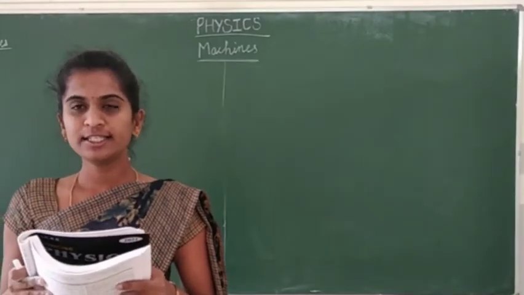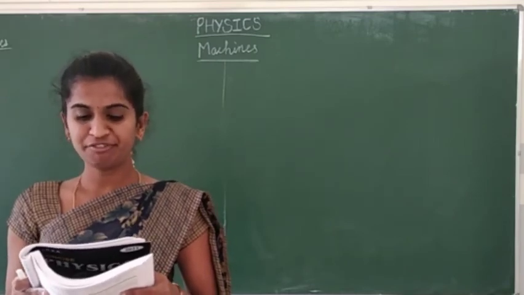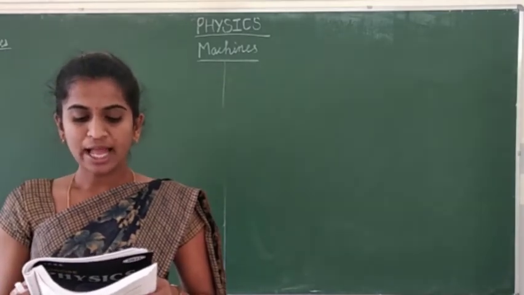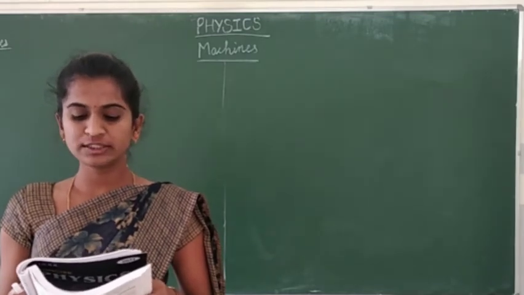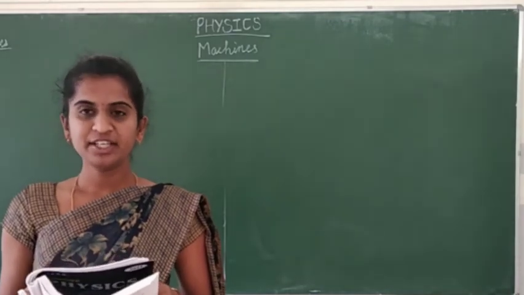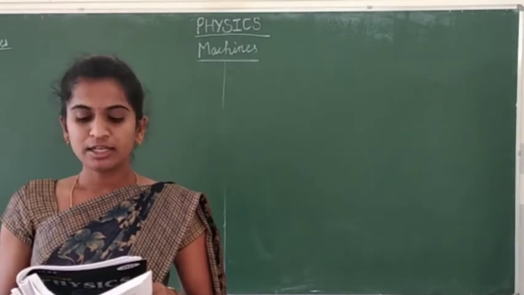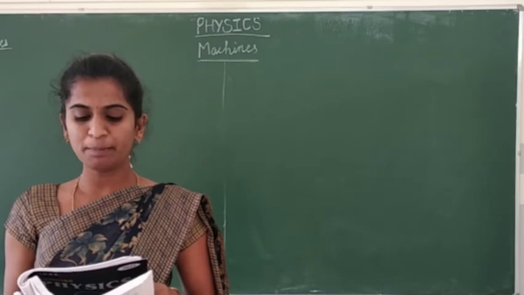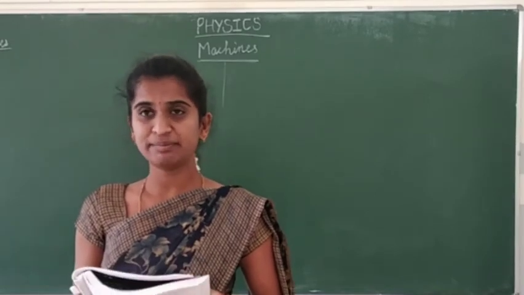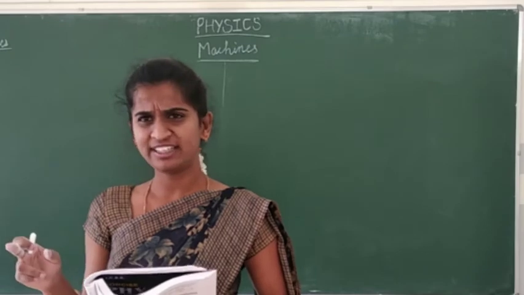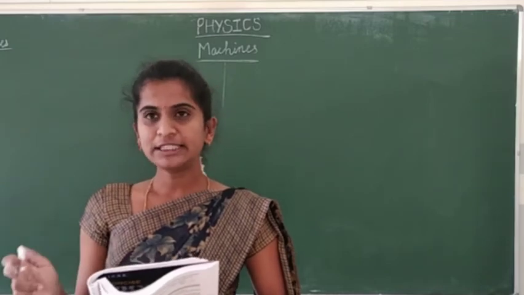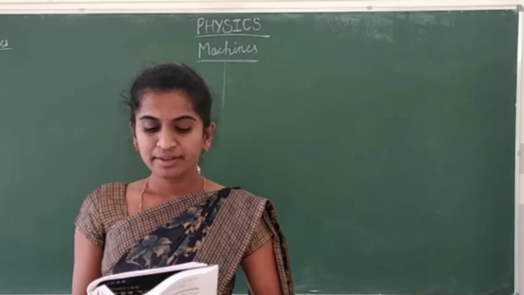A crowbar 2 meter long is pivoted about a point 10 centimeter from its tip. Calculate the mechanical advantage of the crowbar. And the second question is, what is the least force which must be applied at the other end to displace a load of 100 kg? Here they have given a crowbar 2 meter long, pivoted about a point 10 centimeter from its tip.